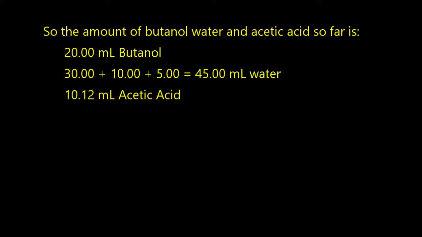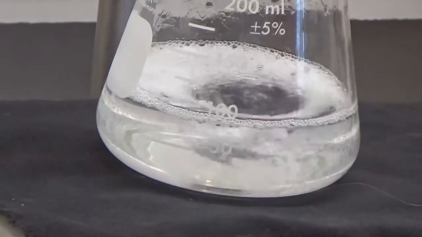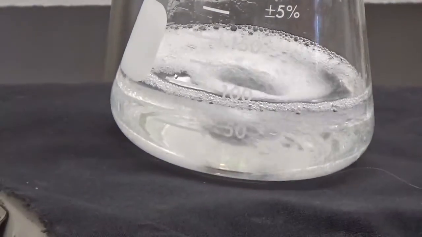So the amount of butanol, water, and acetic acid that are in the flask at this point in the video is the 30 milliliters that we had from all the 5 milliliter additions of water, plus 10 plus 5, so 45 milliliters of water. We still have the 20 mils of butanol, and now 10.12 is the amount of acetic acid that's in that flask. Okay, I'm going to add 10 more milliliters of water.